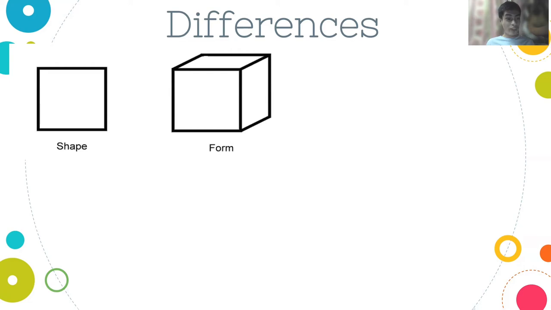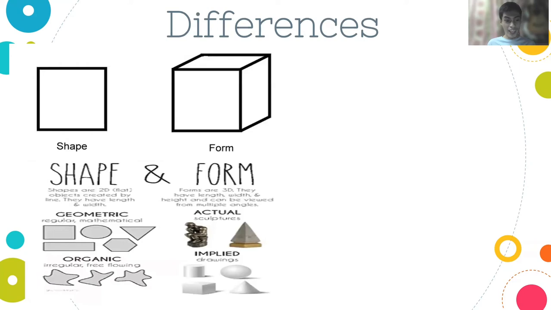Yung shape, kung makikita niyo sa unang picture na nasa left side ninyo, ayan lang siya yung shape na yan. Pero pagdating sa form, makikita niyo yung pinaka size talaga, yung pinaka kabuuan o yung laki, yung haba o kung gaano man siya kaliit. Sa next picture, gaya nga nabanggit ko kanina, pagdating sa shape, 2D lang siya. Pero pagdating sa form, 3D na siya, kasi nakikita natin yung mismong whole picture.